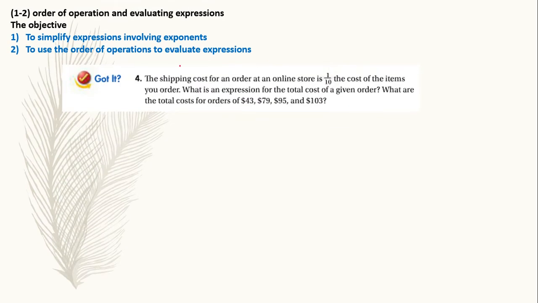Now let's do this one. The shipping cost for an order at an online store is 1/10 the cost of the items. So what is the expression for the total cost of a given order? Then you need to find the total cost for these values. Now you order something from an online store. First things first, the basic price, let's call C the cost.